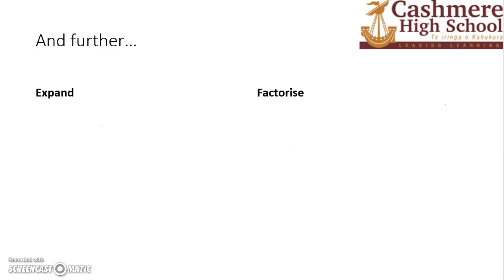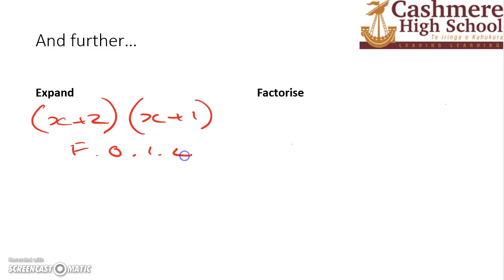Let's look at another variation on the theme we did when we were expanding. It was the situation where you had two lots of brackets. Here's my example. It goes x plus 2, and we multiplied all of that by everything in the second brackets, which in this case is x plus 1. If you cast your mind back, we used the process I called FOIL: first, outside, inside, last. Let's see what we get.